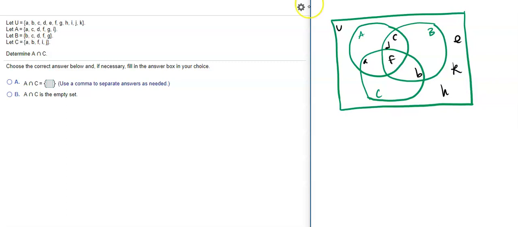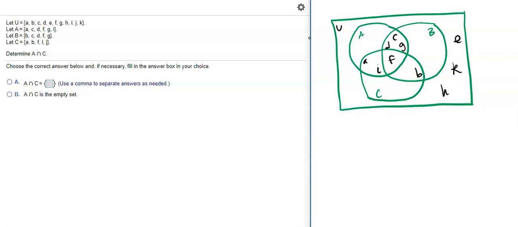I see a G inside of A. It's also inside of B. A and B has G, but it's not inside of C, so we don't want to put it here where the F is. F has A, B, and C. And then that was G. H is inside of universal set, but not inside of A, B, or C. And then we're on to I now, which is inside of A and C. So the little I goes there.